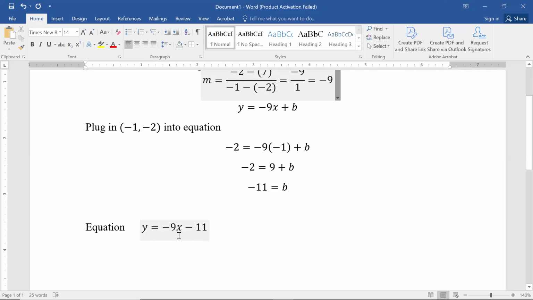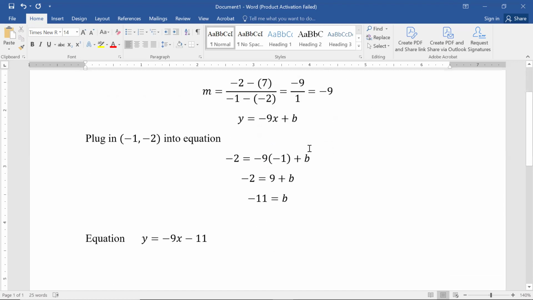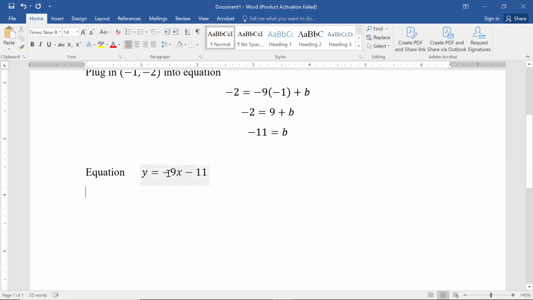So if I plugged in -2 for x, -9 times -2 would give me a +18, minus 11 gives me 7, which is exactly what this is saying. When you plug in -2, 7, it should give you a true statement. Same thing with -1, -2. We could have plugged in -1 and -2 here and gotten a true statement as well. So you can always plug in the points in order to check your answer.